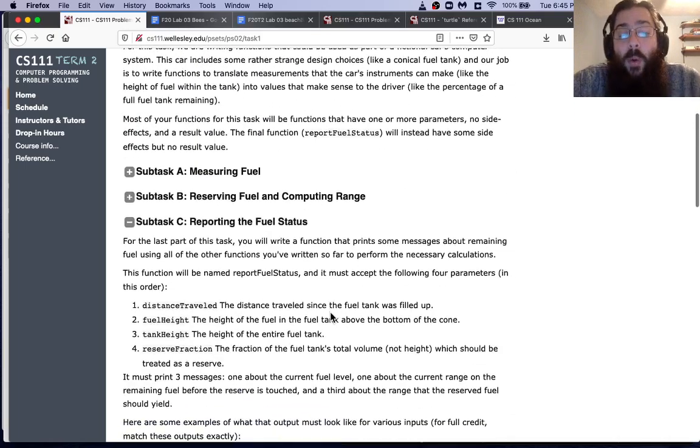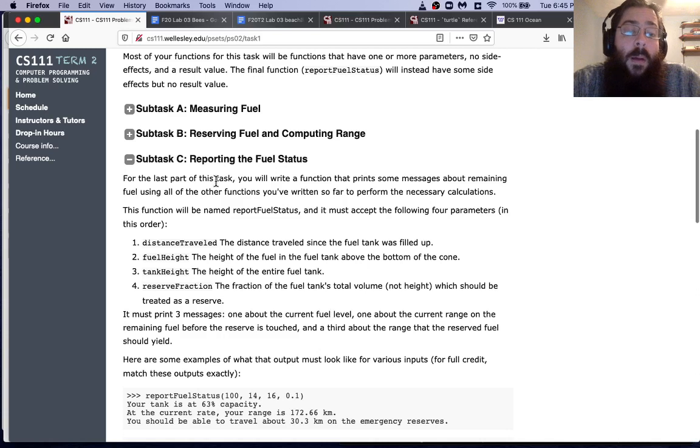Subtask C is on reporting the fuel status. And for this part of the task, we're going to print some messages. So the functions we've been writing so far have numbers as their inputs and outputs, right? And they're calling each other in various ways. The function that we're going to write now, it's just one function, report fuel status, is going to take some numbers as inputs, and then it's going to print stuff, but it's not going to be a fruitful function. So this function is going to have 4 parameters.